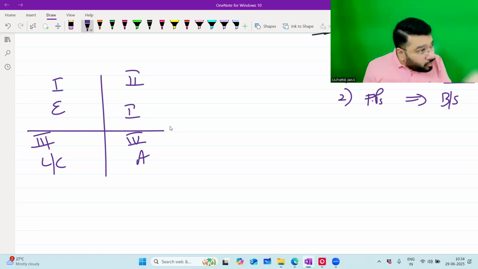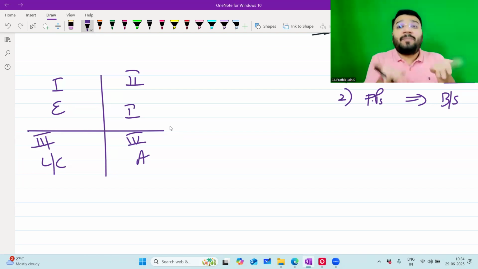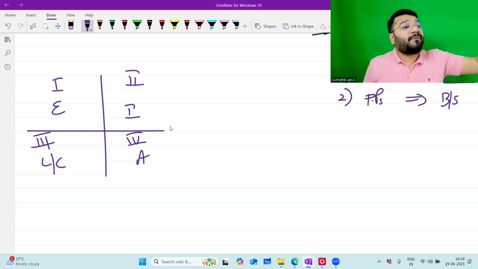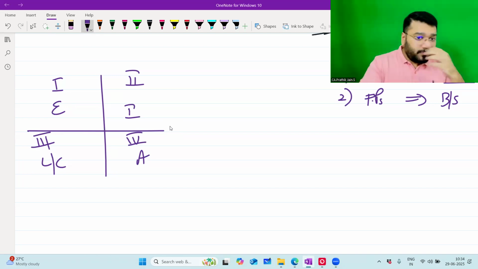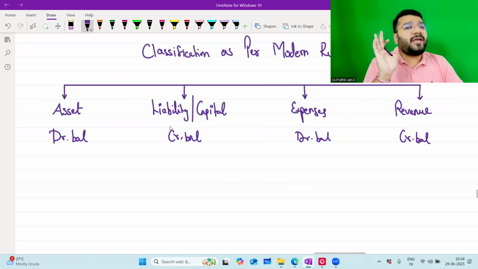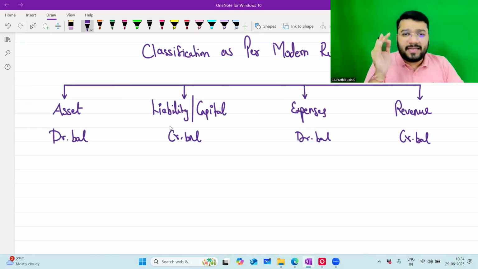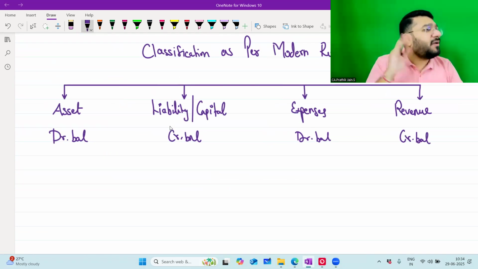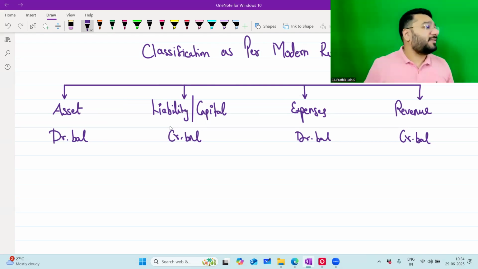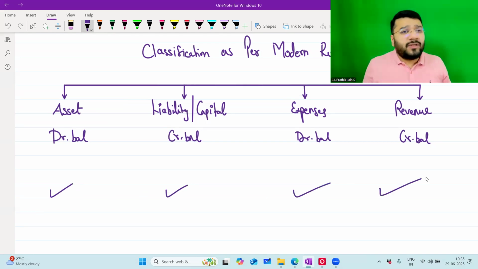Modern rule came from where? Golden rule only. Golden rule is the base. We are not deviating from the base. From the golden rule only, we have evolved to the modern rule. So what does the modern rule say? For me, the classification is not real account, personal account, nominal account. Let's talk sense. Accounts is all about what? Income, expense, asset, liability, capital. These are the 5 primary categories. You take any account, you'll be able to put it in asset, liability, capital, expense or revenue. So these are the classifications.